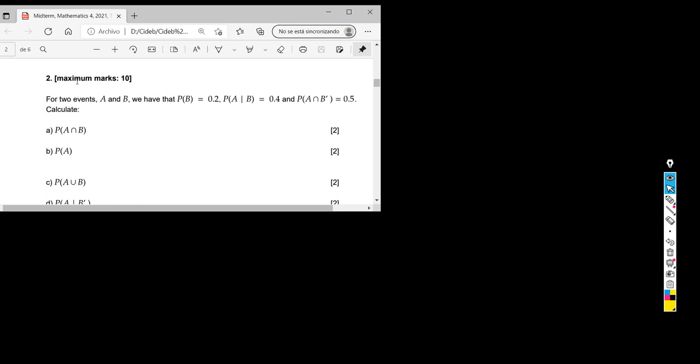Okay, now problem number 2. We have 2 events, A and B, and we have 3 pieces of information. We know that the probability of B is 0.2. We know that the probability of A given B is 0.4. And we know this other probability, the intersection of A and B prime, as being equal to 0.5. And then I'm asking you 4 questions. Find all of these things. So let's see. Problem number 2. Let me copy this information over here. I always like to do that.